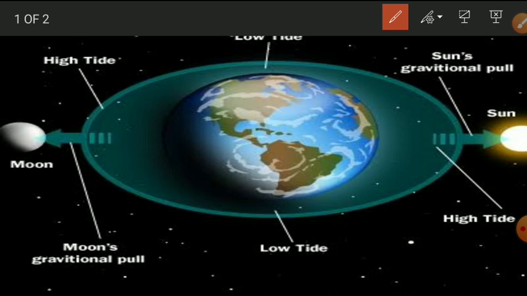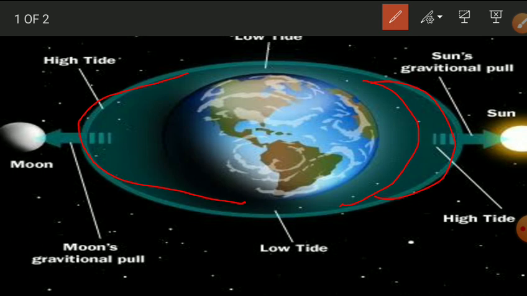It bulges. Here you can see that the water has bulged. On this side also it is bulged, but they have shown it in a similar way, whereas it should not be similar. It should be in this way. The side which is in front of the sun will face high tide, but comparatively less rise in water level.